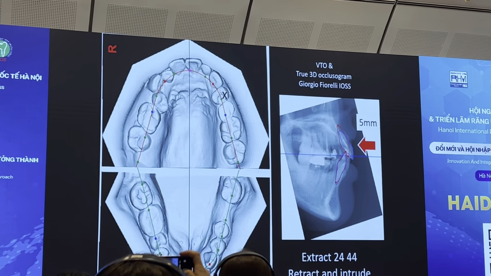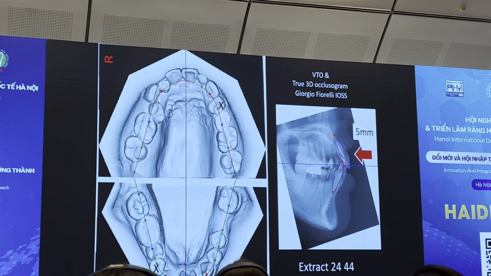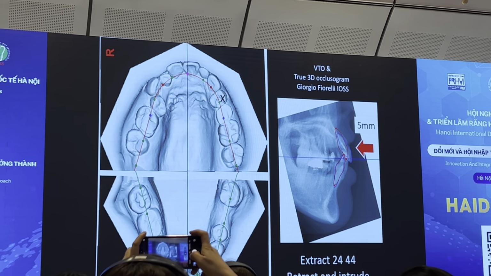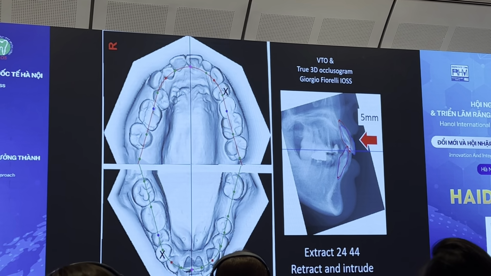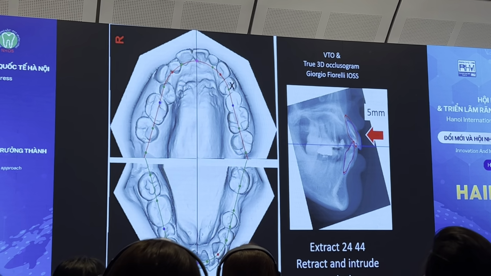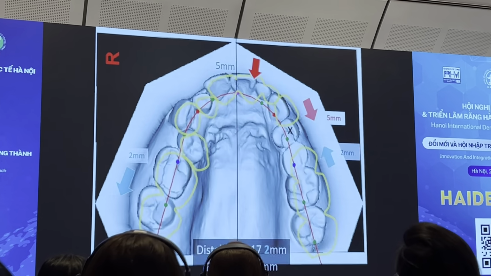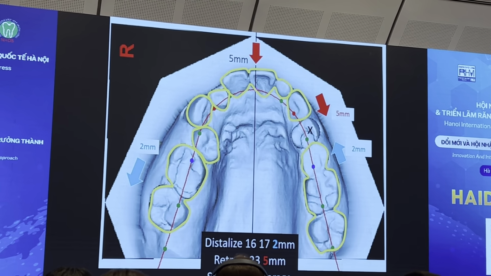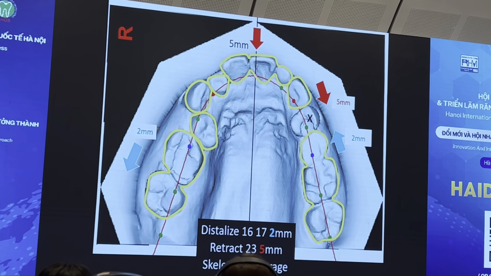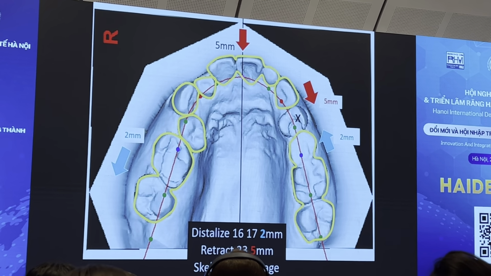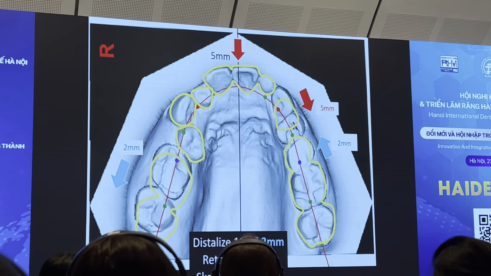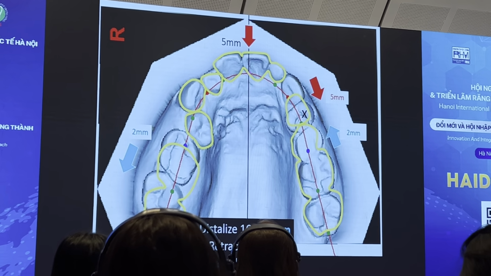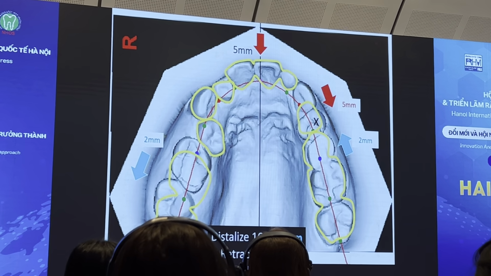I plan to extract 2-4 and 4-4, correct the midlines, retract and intrude the upper incisors. And based on the virtual ideal setup, which was done by the Occlusogram software, on the upper arch, we need to distalize 1-6 and 1-7 2 mm and retract 2-3 5 mm. We need skeletal anchorage for these movements. This makes space for the alignment of 1-5, retraction of upper incisors and correction of the upper midline.